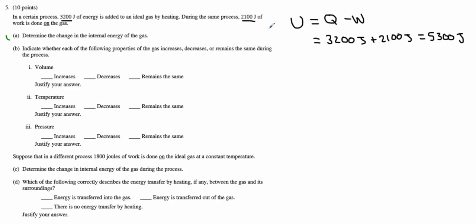I should label this just in case I need to refer back to it. Alright, B. Indicate whether each of the following properties of the gas increases, decreases, or remains the same during this process. So let's go through and think about what's happening here. What's happening to the volume? Well, if work is being done on a gas, that gas is getting compressed into a smaller space.